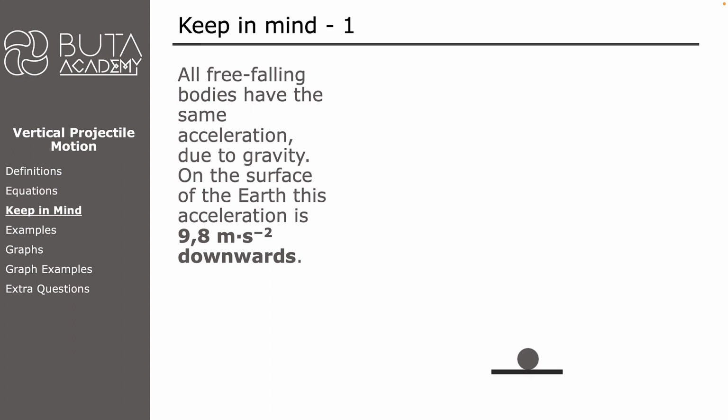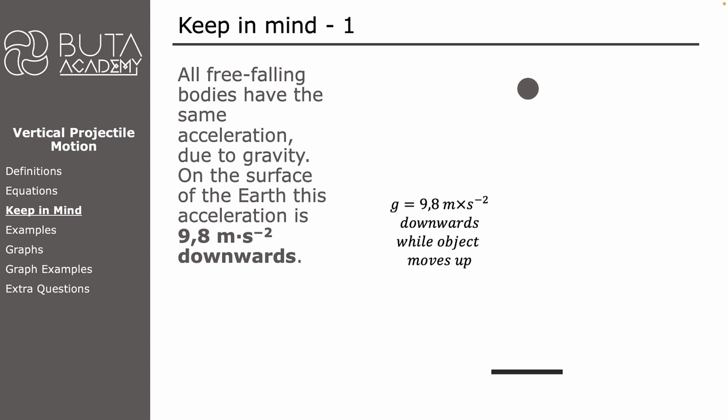Let's imagine an object thrown up. It is not important that the object moves upwards. Once it's launched, the only force acting on it is the force of gravity. So, the acceleration of the object is 9.8 meters per second squared downwards.